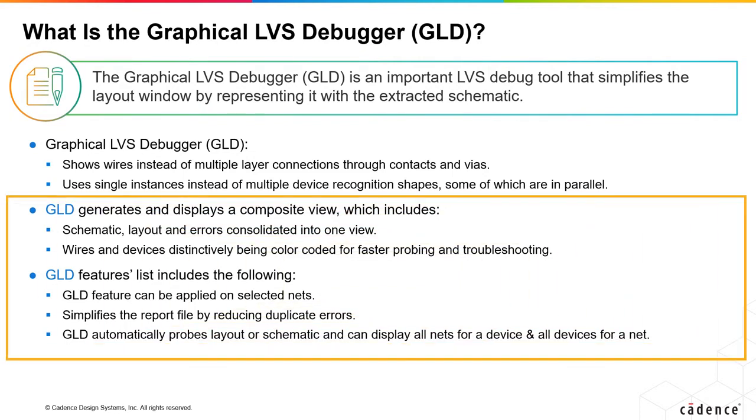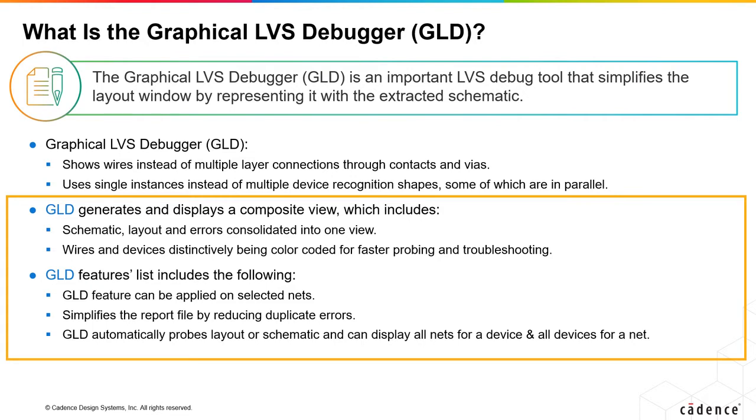The other advantages of GLD are that it generates and displays a composite of the schematic, layout, and errors by consolidating 3 windows to one. It uses one form of navigation for the entire process. It simplifies the report file by reducing duplicate errors.